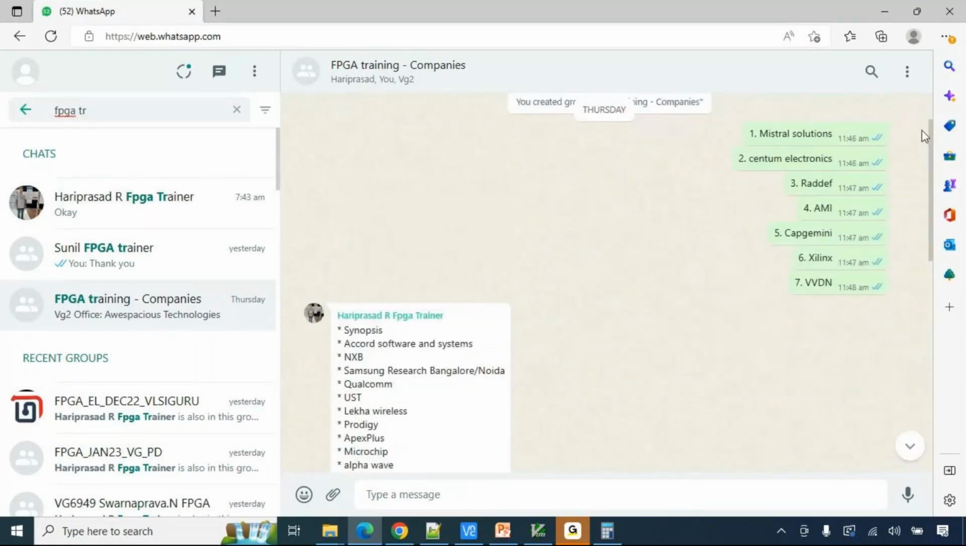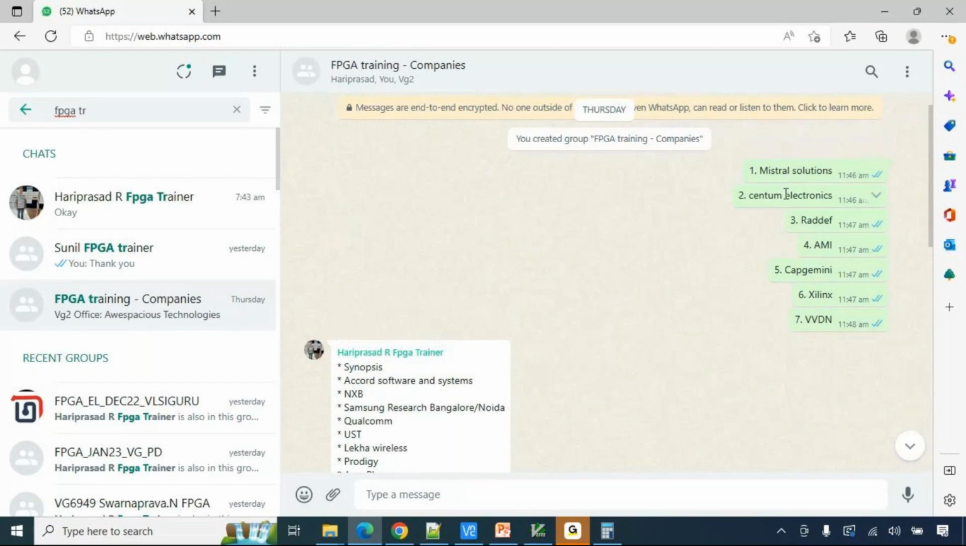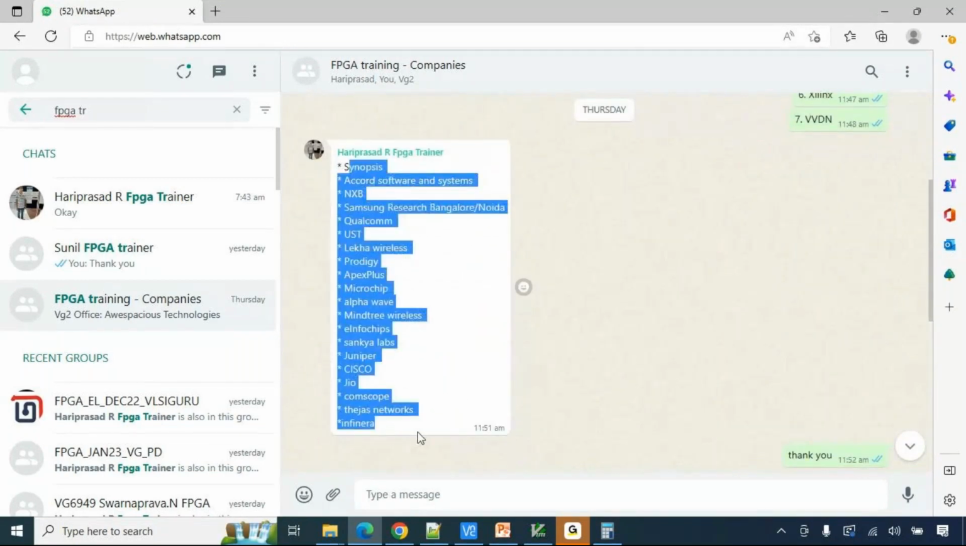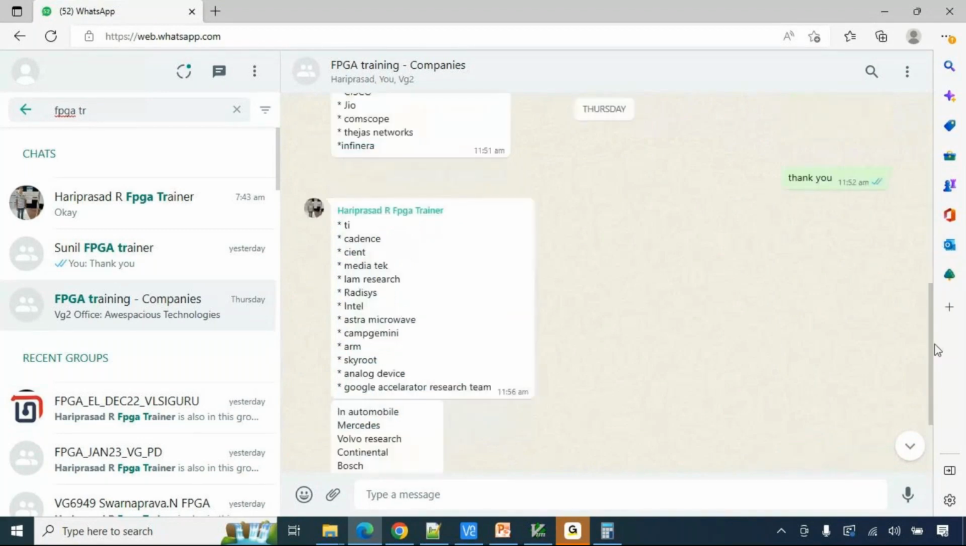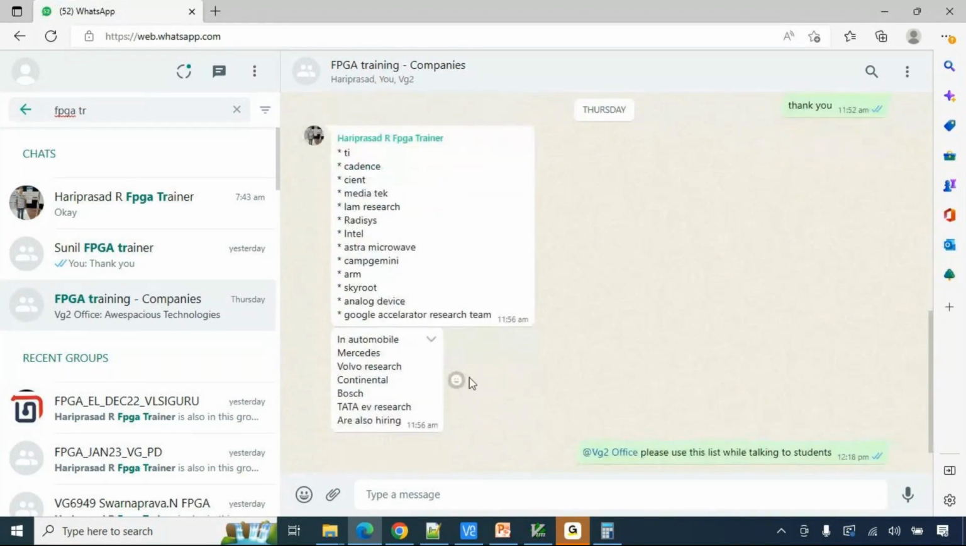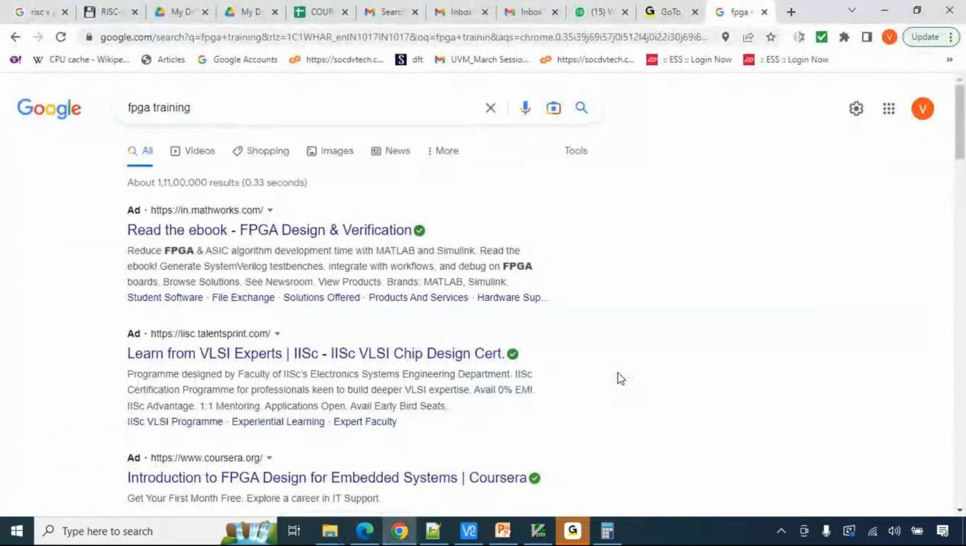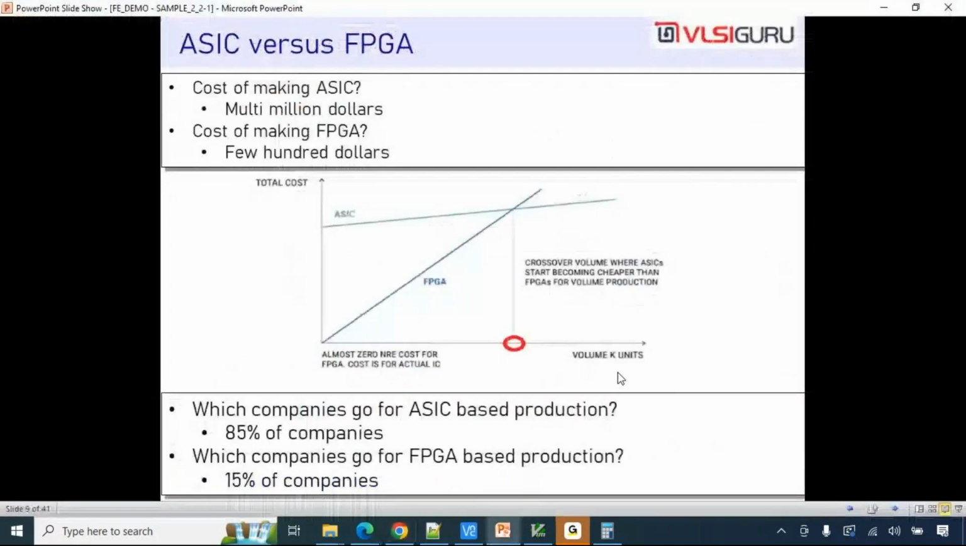I started asking what are the FPGA companies there? Mistral Solutions, Centum, Redf, AMI, Capgemini, Xilinx, VBDN. Then he said these are all companies. These are some companies. Then he further gave me another list of companies also. He gave me a list of 30-40 companies actually. Probably you might have seen the list was close to 35-40. Don't they require freshers, or will they only go for experience? They will go for freshers also, right? So please think in that direction.